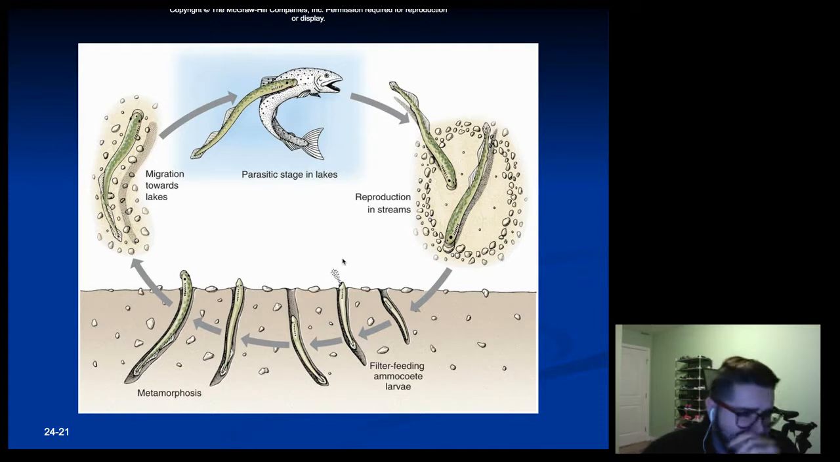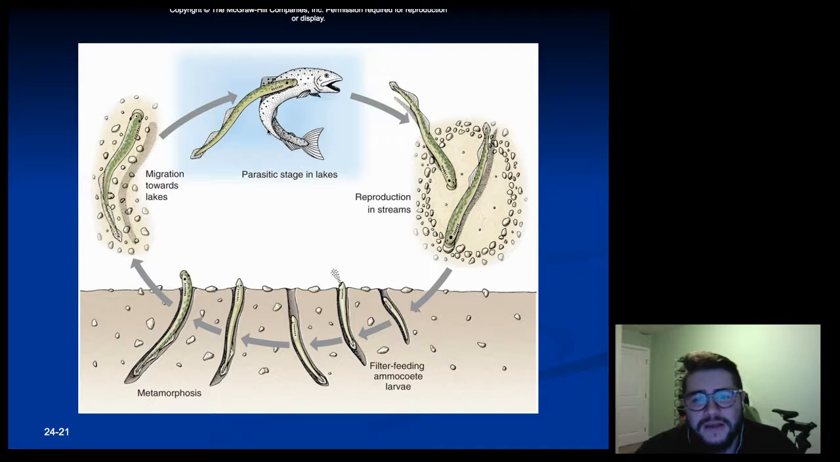And this is what the life cycle looks like here. If you haven't done so already, go and watch one of those lamprey videos. They're pretty interesting, especially to see it actually feed and move in person. So again, here's the larvae. They reproduce in streams. Larvae are released. They filter feed until they get big enough, and then they go through a metamorphosis where they grow the mouth parts needed to go through this parasitic life stage.